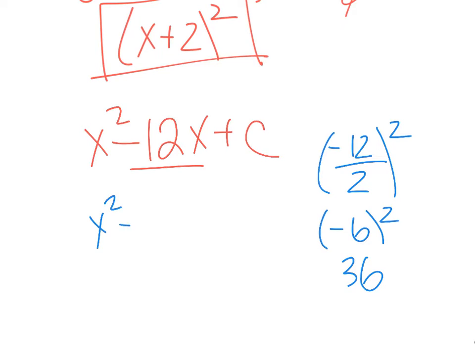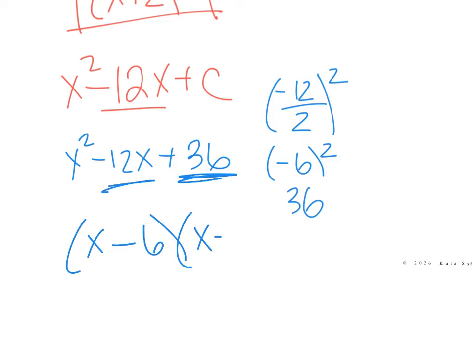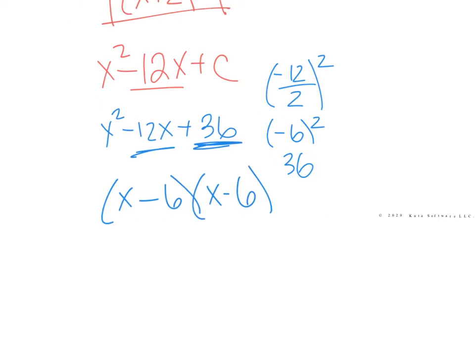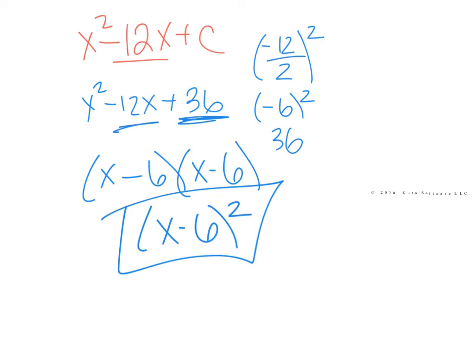So x squared minus 12x plus 36. That's a trinomial, but then if I were to factor that down, what are factors of 36 that add up to negative 12? Well, that would be x minus 6 and x minus 6. So you would have x minus 6 squared. So this is just the perfect square trinomial factored down. Okay, we're going to use that idea to help us solve some equations now.